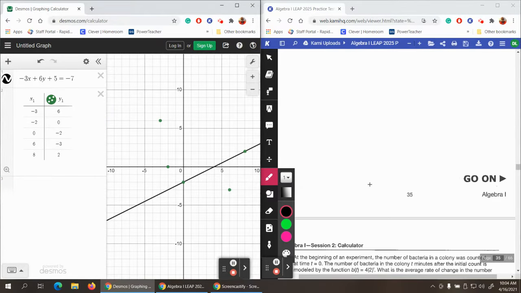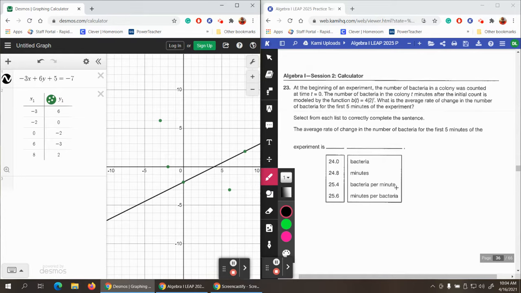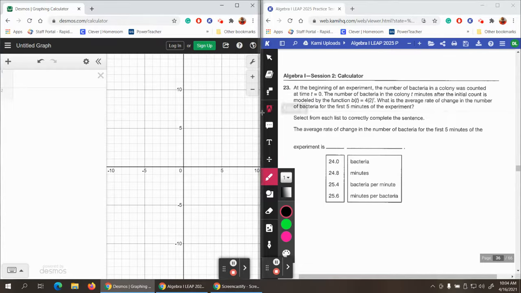All right, so we have number 23. At the beginning of an experiment, bacteria colonies where time is 0. We have time is 0. The bacteria, the average rate of change. Oh, so you're going to have to take the average of the rate of change for the first 5 minutes of the experiment.